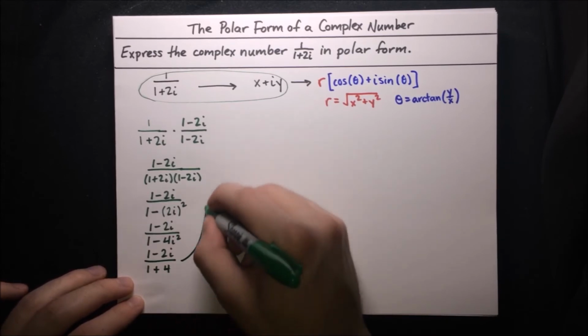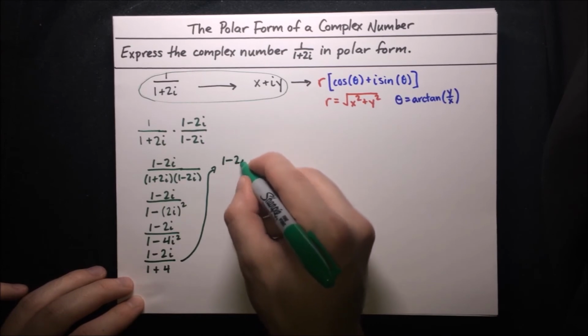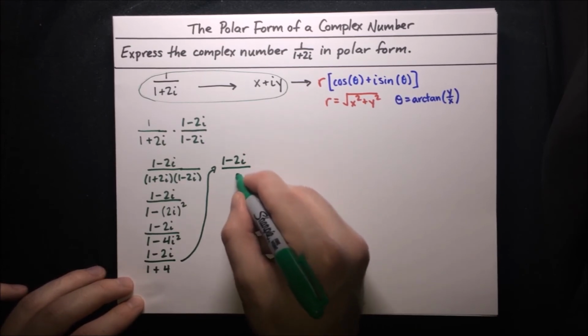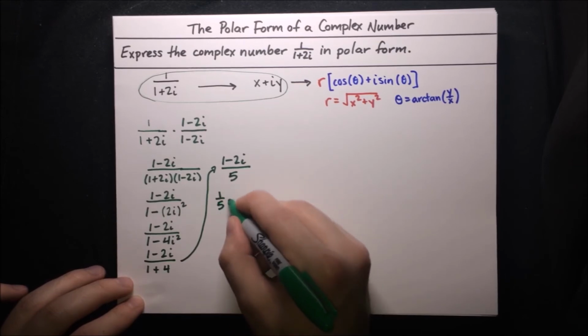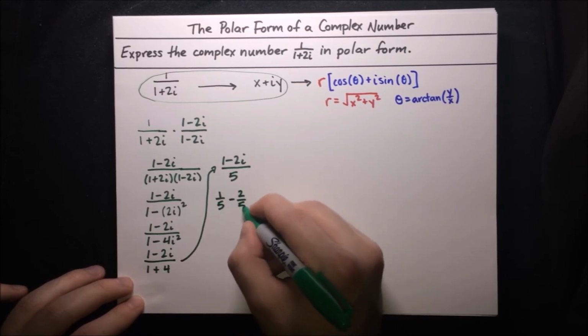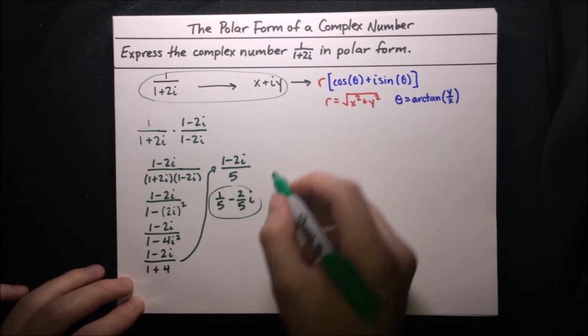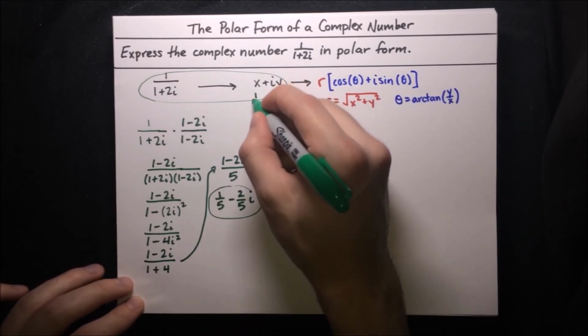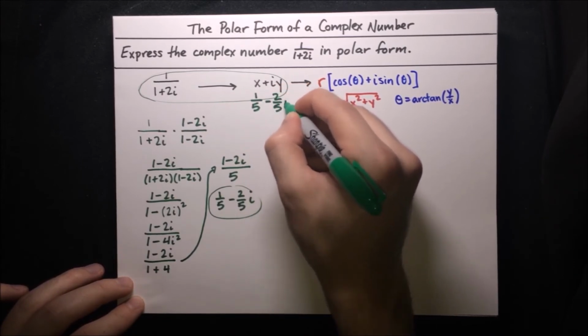Let's bring that back over here to keep on simplifying. So that becomes 1 minus 2i over 5. 5 is 1 plus 4. So 1/5 minus 2/5 i. Okay, so that is our rectangular form. That's our x plus iy form. Let's write that down. 1/5 minus 2/5 i.